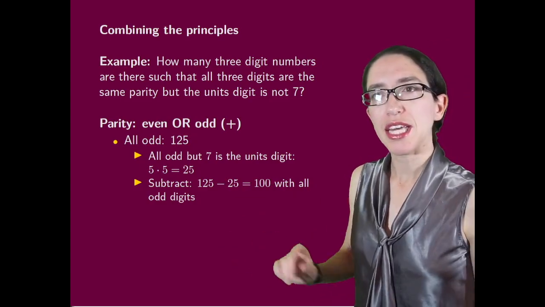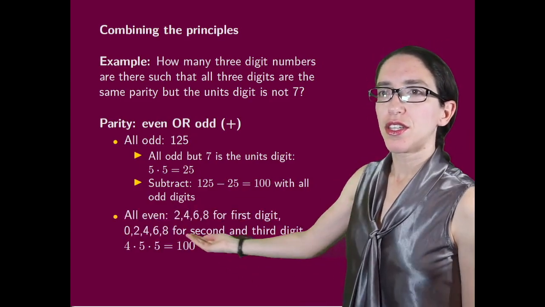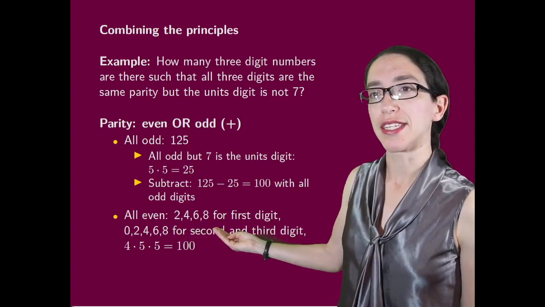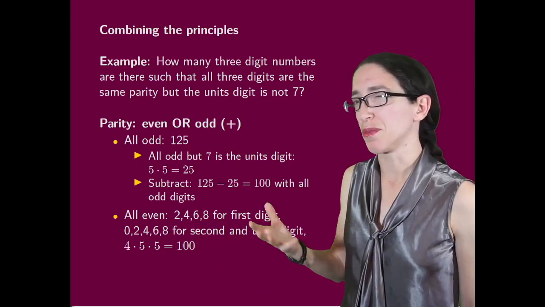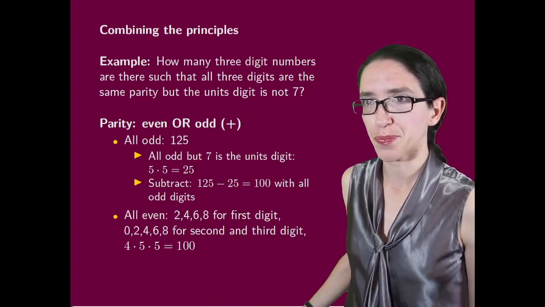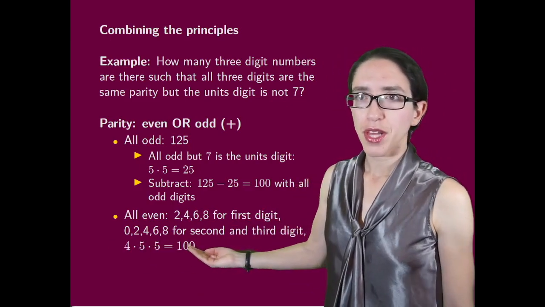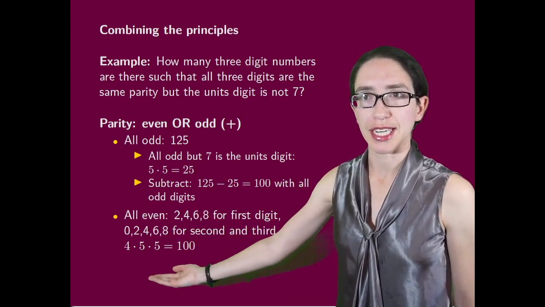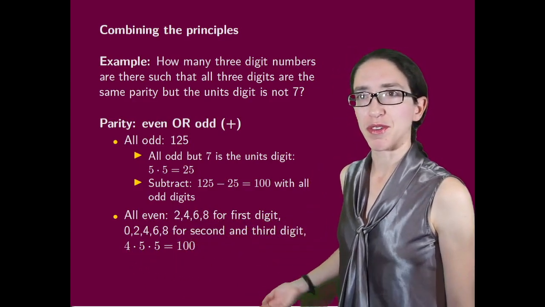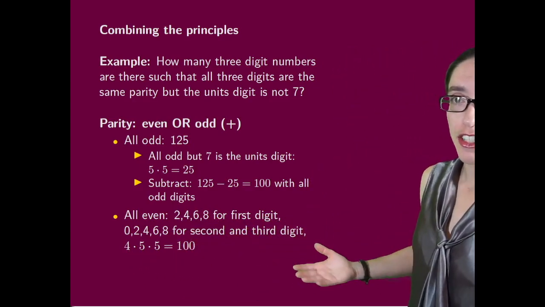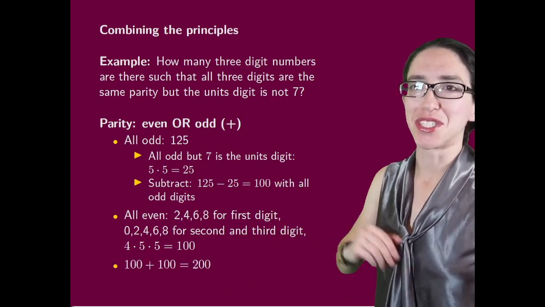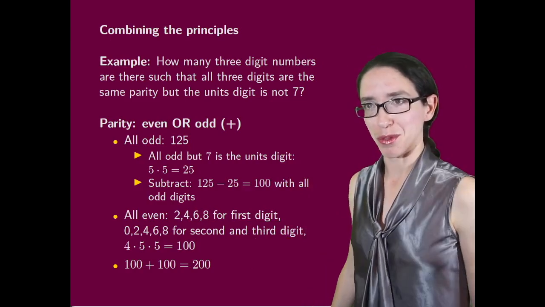And then let's do the even case. So in the even case, now we have to be a little careful. The first digit can be 2, 4, 6, or 8. It can't be 0 because otherwise it wouldn't be a 3-digit number if it starts with 0. But the other two can have 0, and so there's 4 possibilities for the first digit and 5 possibilities for each of the next digits. And we have 4 times 5 times 5 is also 100. So actually there's 100 odd and 100 even, and altogether from the addition principle we get 200 possible 3-digit numbers that satisfy these properties.